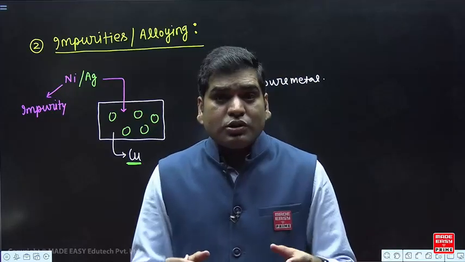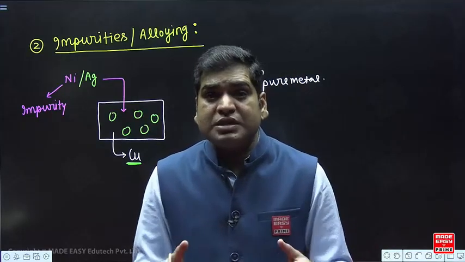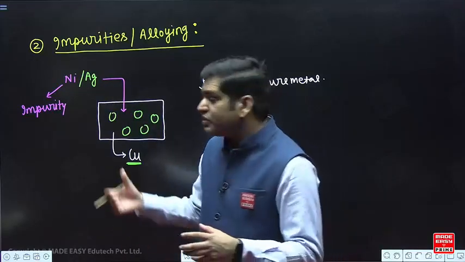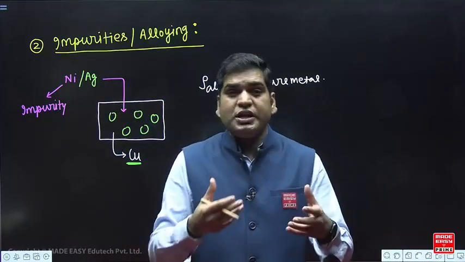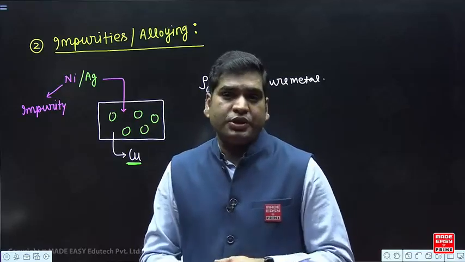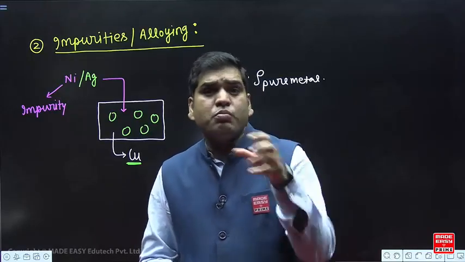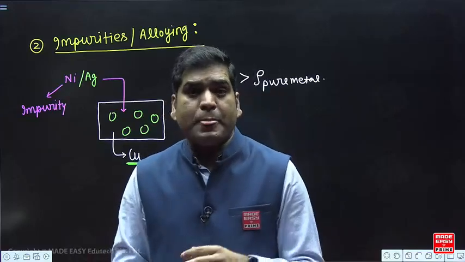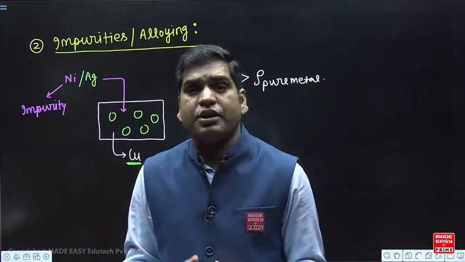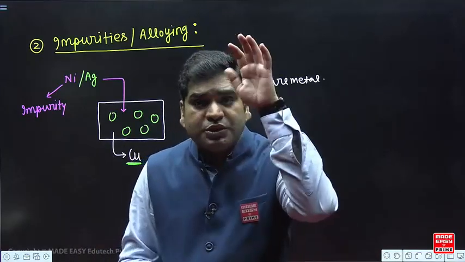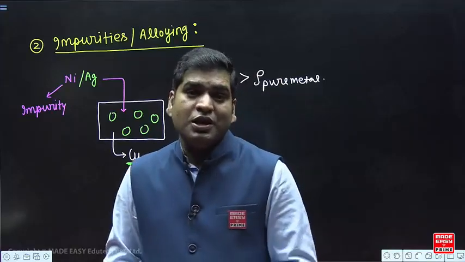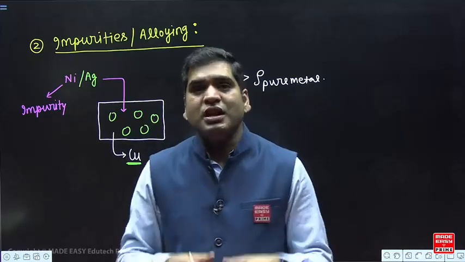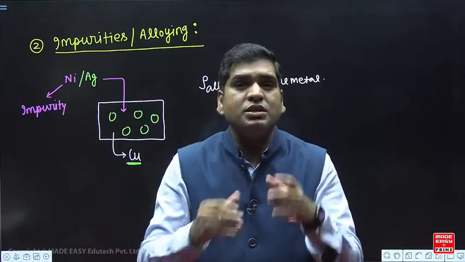The resistivity of this solid solution will depend greatly on the amount of impurity. As you keep adding more and more impurity, you are increasing the defects. More defects mean higher scattering, which means conductivity will drop drastically. So with an increase in impurity, with an increase in alloy content, resistivity will increase significantly.